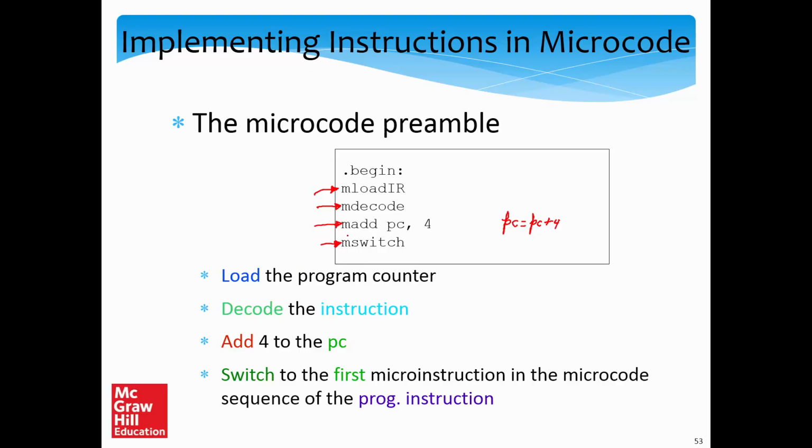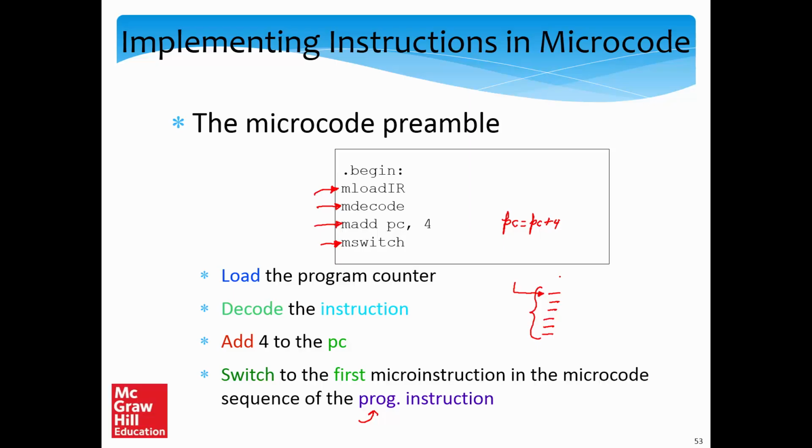So mswitch does many things. What it does is it switches to the first micro instruction in the microcode sequence of the simple disk instruction. So it does two things. One thing is, given the simple disk instruction, it first figures out which microprogram it's supposed to execute. Then it also moves the micro PC to the first instruction in that microprogram.